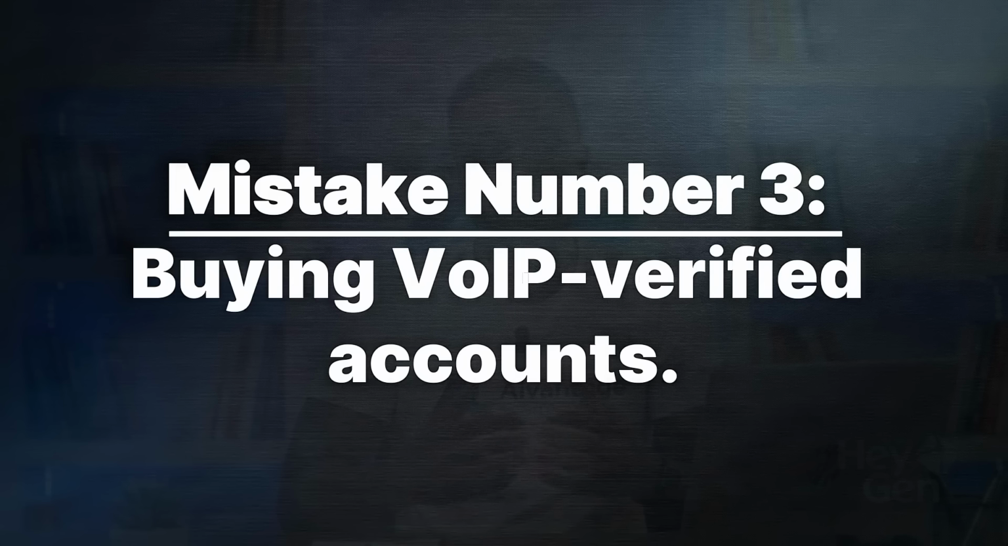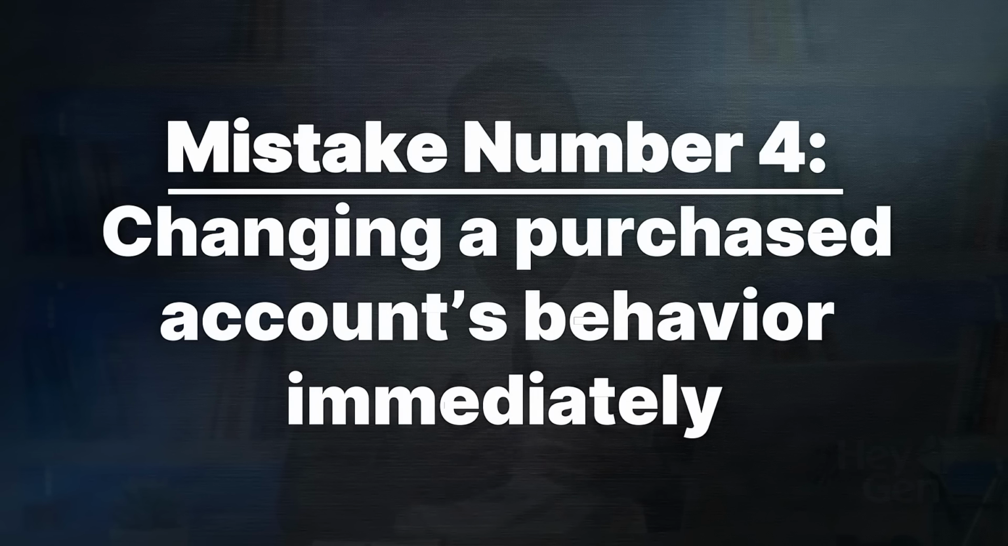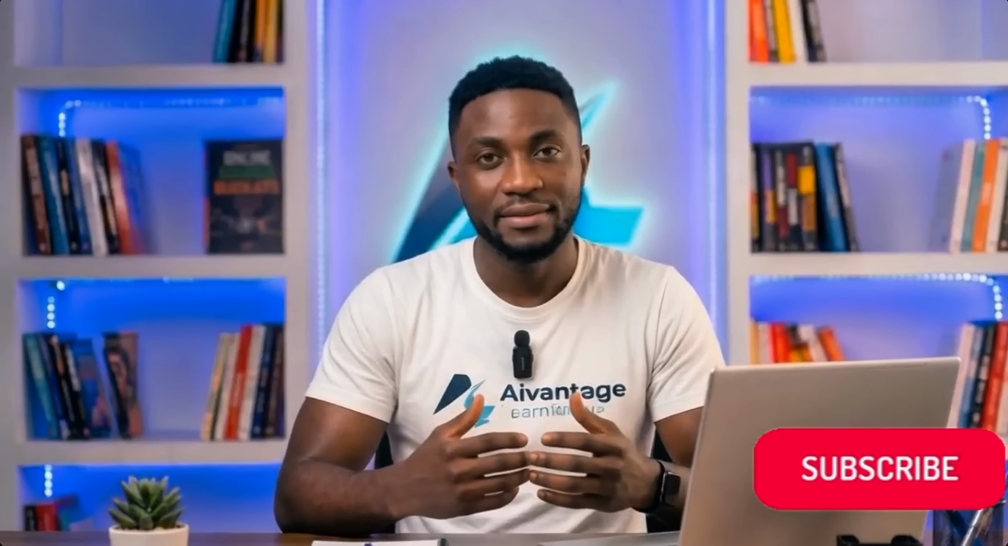Mistake number 3. Buying VoIP verified accounts. X rejects VoIP during verification checks. Your account fails at the first two-factor authentication trigger. Mistake number 4. Changing a purchased account's behavior immediately. X's behavioral analysis flags simultaneous radical changes. You need the 2 to 3 week gradual transition.